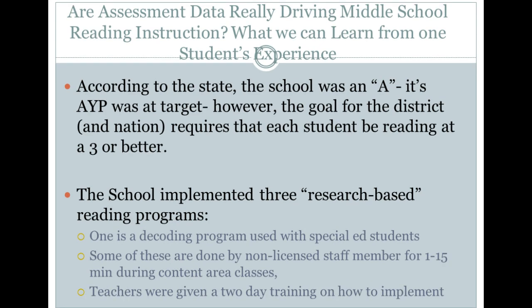So according to the state, the school was an A. Its AYP was a target. However, the goal for the district and the nation requires that each student be reading at a 3 or better. So to address this, the school implemented 3 quote-unquote research-based reading programs. They don't tell you what they are.